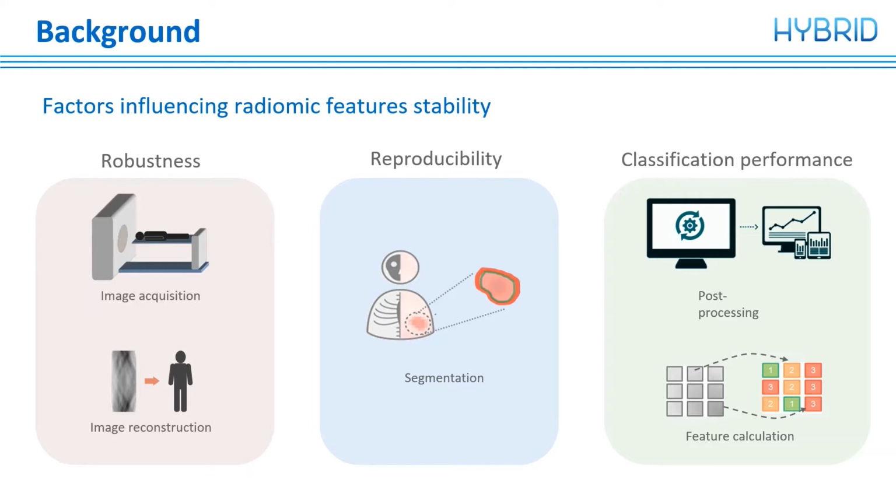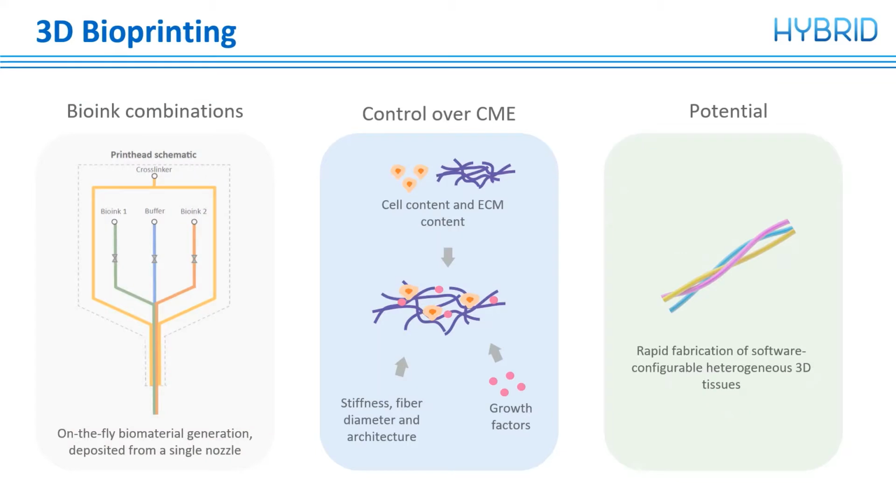It's here where standard reference imaging objects are required to develop and validate such novel methods before translating them into the clinical routine. But can we create more real tumor models? 3D bioprinting provides the means to fabricate spatiotemporally varying in vitro models with a wide array of biomaterials, with a potential for rapid fabrication of software configurable heterogeneous 3D tissues.